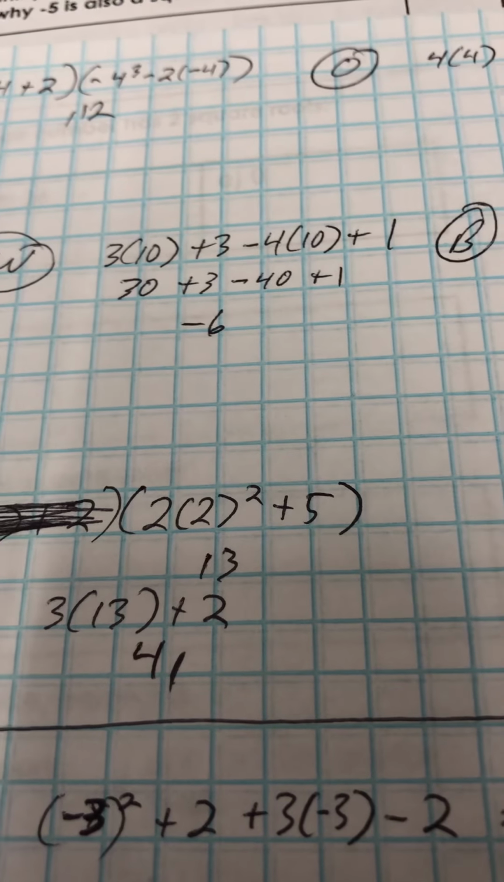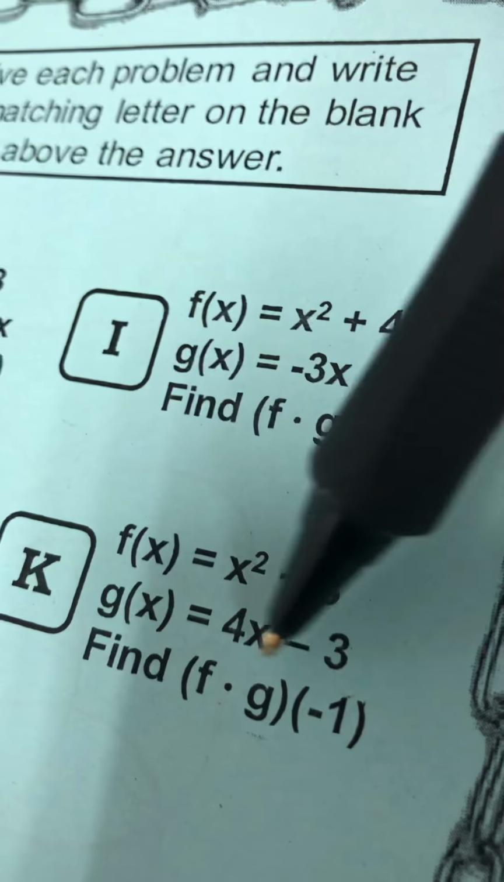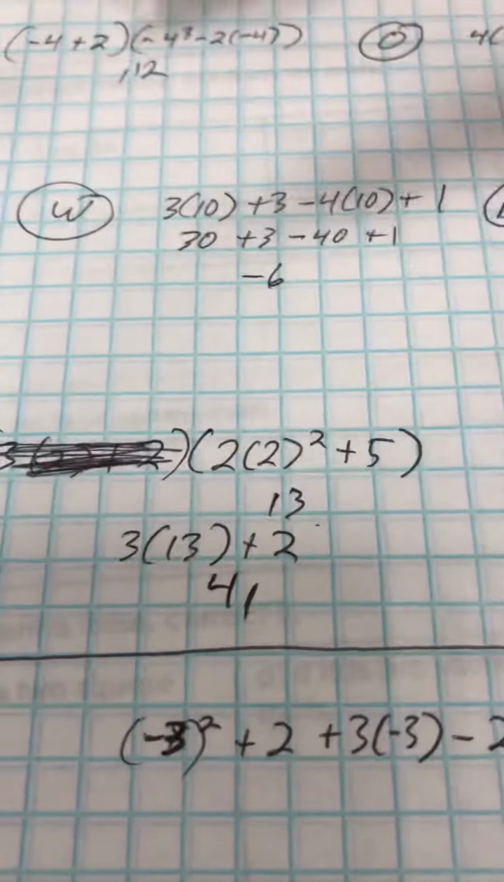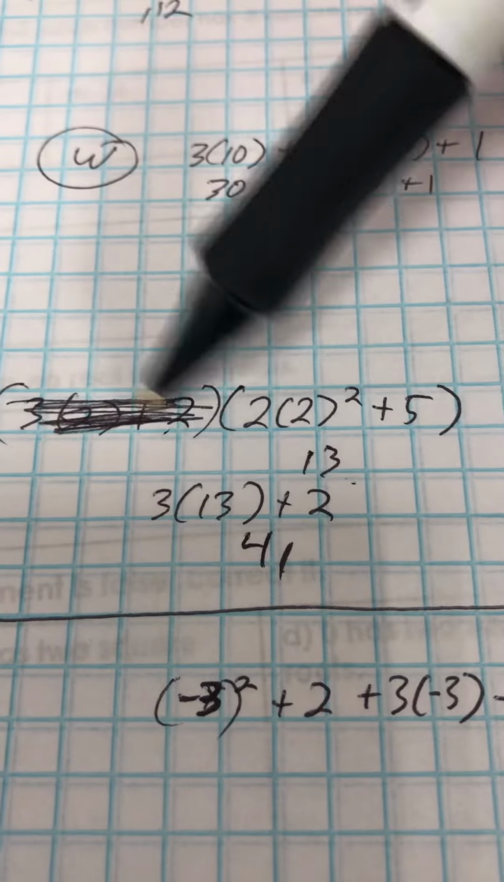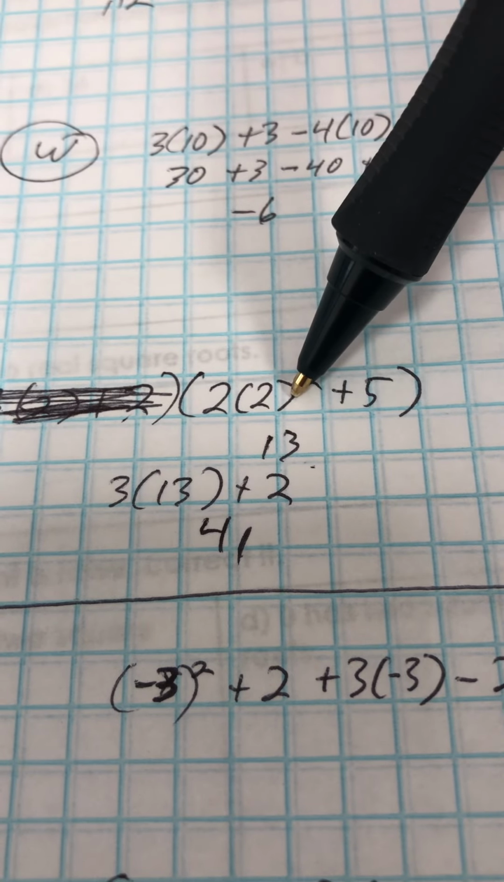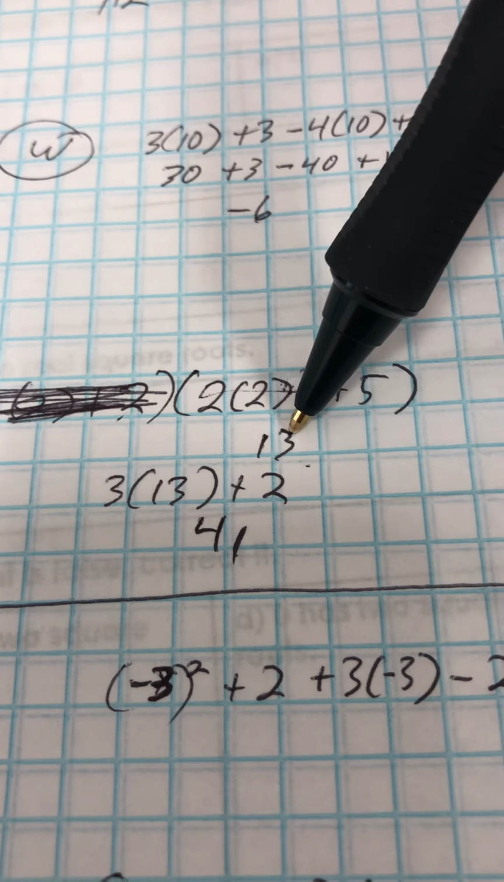You're just substituting in negative 1 for x, and you're just multiplying them like we just did. I wanted to explain T. So for T, forget about that whole first f of x first. Figure out your g of x inside parentheses. That ends up being 13.